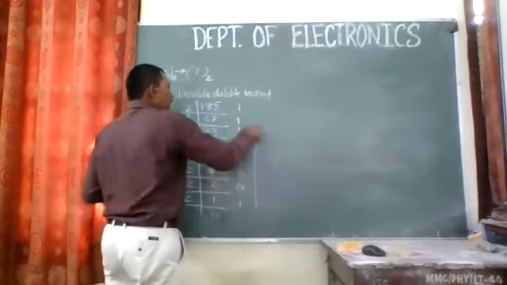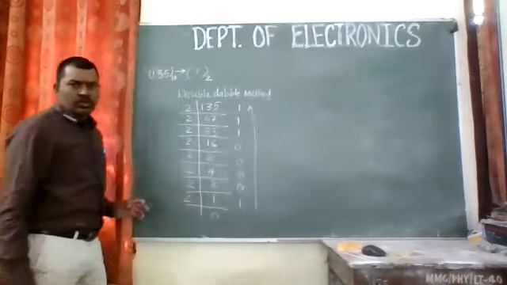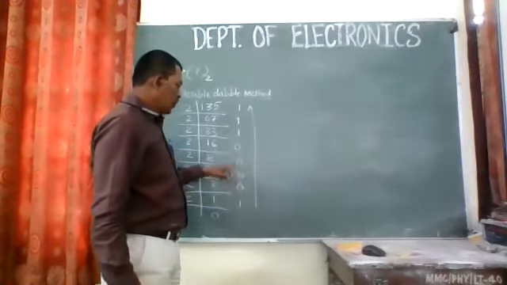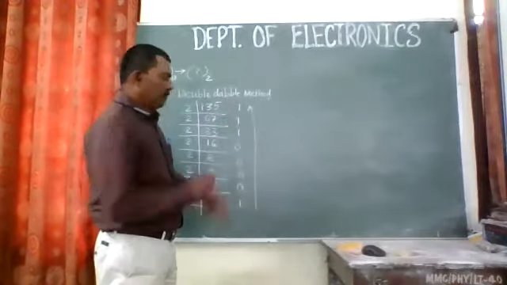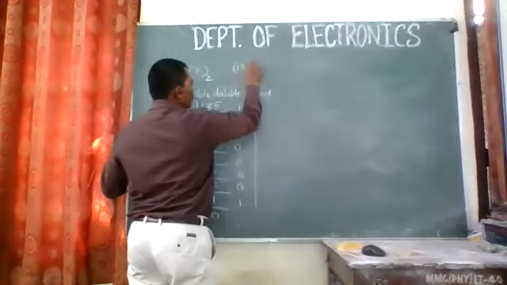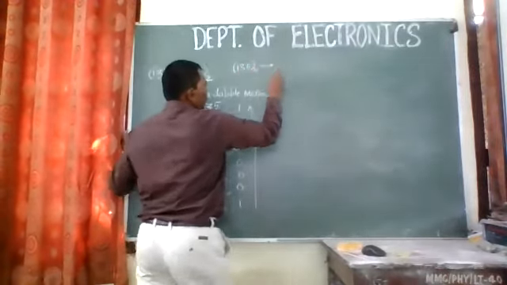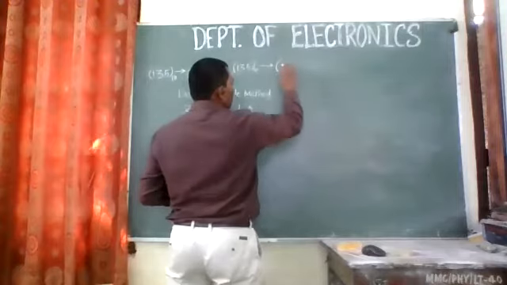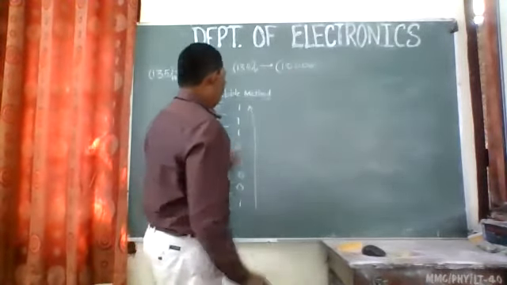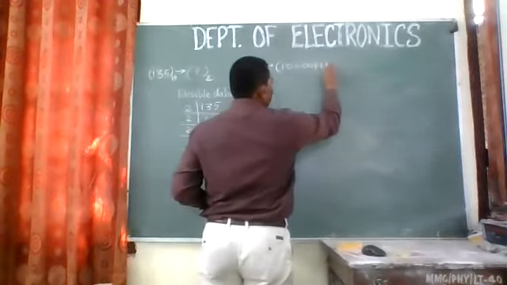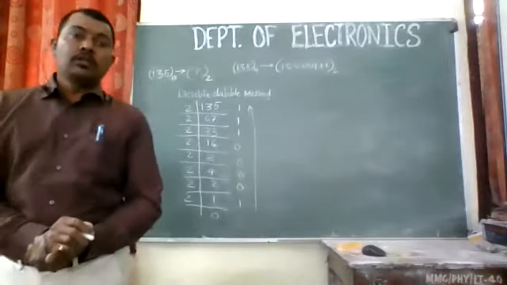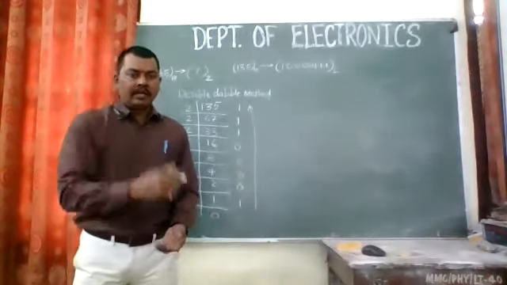So we have to read these remainders from bottom to top. So it is 1 0 0 0 0 1 1 1. I'll write this for you. So 135 of decimal is converted into binary: 10000111. This is the conversion of the number 135 to binary.